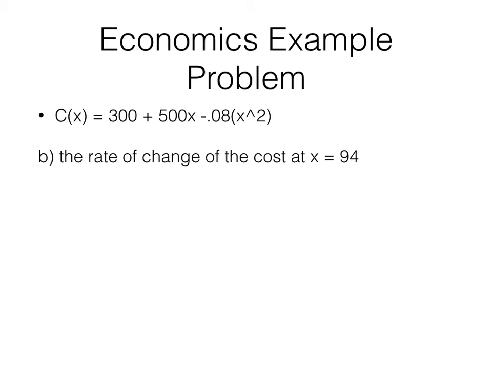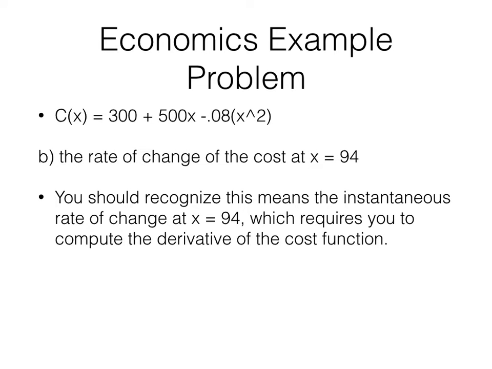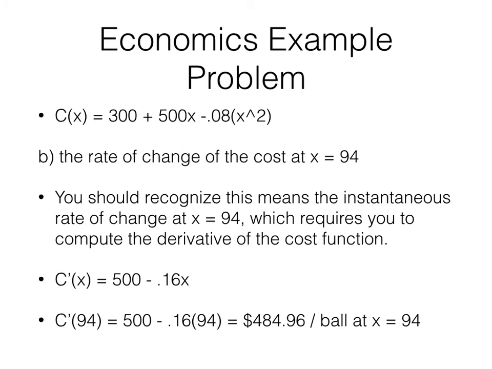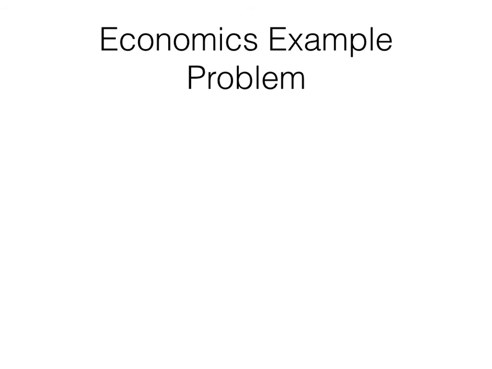Now for part B, the rate of change of the cost at x equals 94. You should recognize that this means the instantaneous rate of change at x equals 94, which requires you to compute the derivative of the cost function. The derivative of the cost function is 500 minus 0.16x. Then we're going to plug in 94 there. We're going to get 500 minus 0.16 times 94, which is $484.96 per ball at x equals 94.